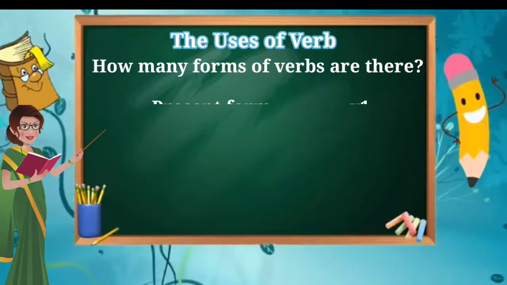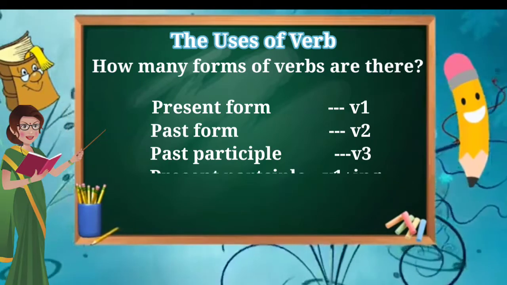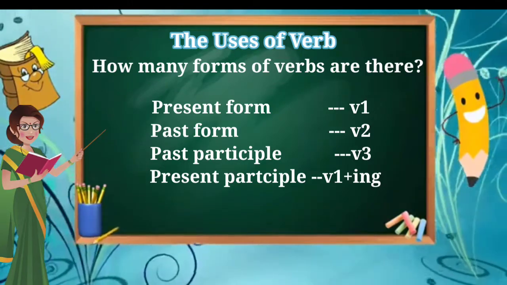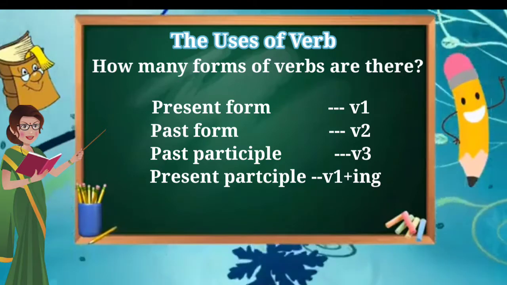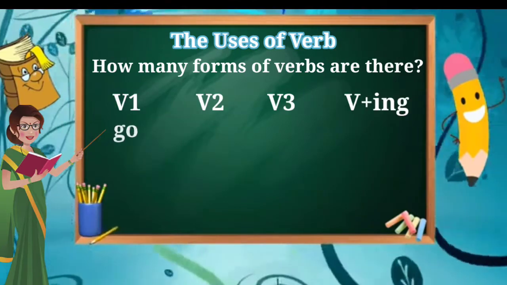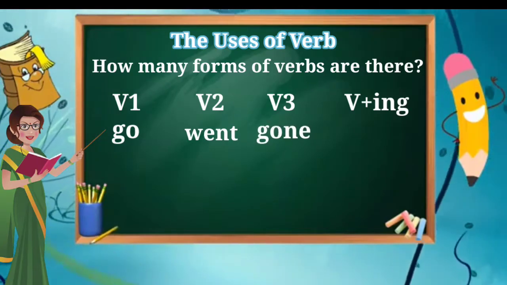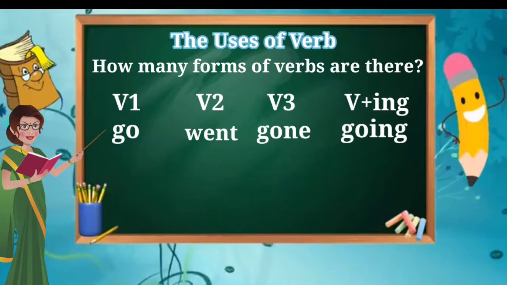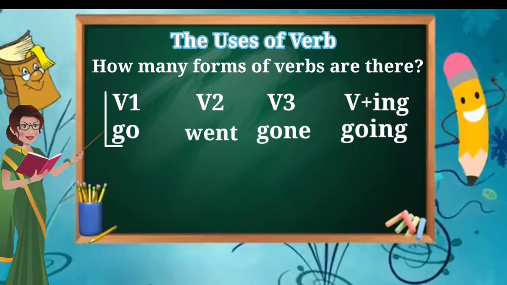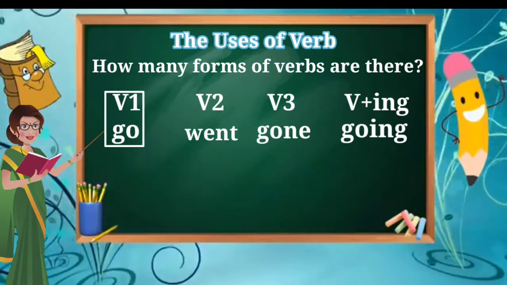They are present form, means V1 form, past form, V2 form, past participle form, V3 form, and the last one, present participle form, V1 plus ing form. Clear? Okay. Like, if go is the V1 form, went is its V2 form, gone is its V3 form, and going is its V1 plus ing form. So today we are going to discuss the first form of a verb, that is V1 form or present form.